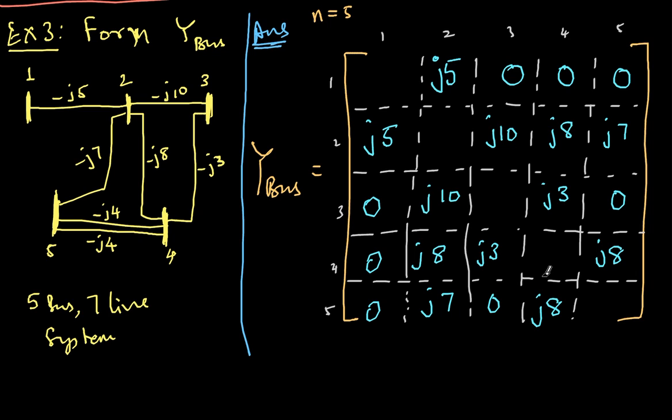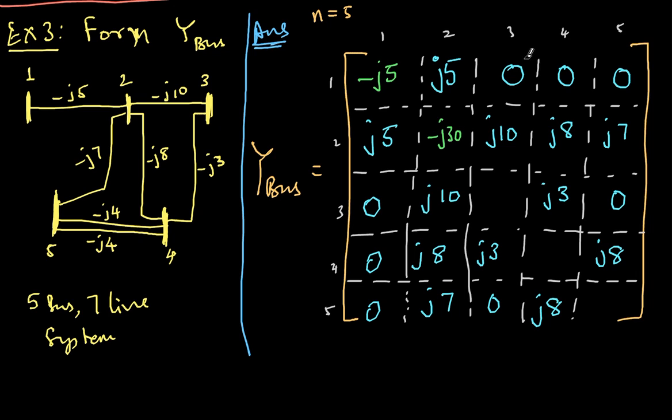Now coming to step 2, that is coming to the diagonal element. So what you have to do, add everything, J5 plus 0 plus 0 plus 0. So it will be finally J5 and add a minus sign, minus J5. Again add everything. 5 plus 10, 15, 15 plus 8 is 23, 23 plus 7 is 30. So minus J30.